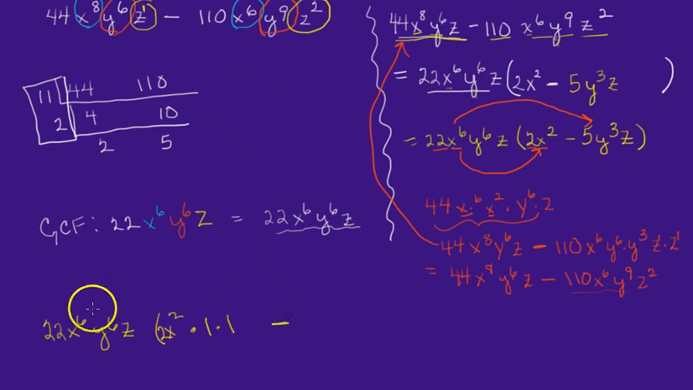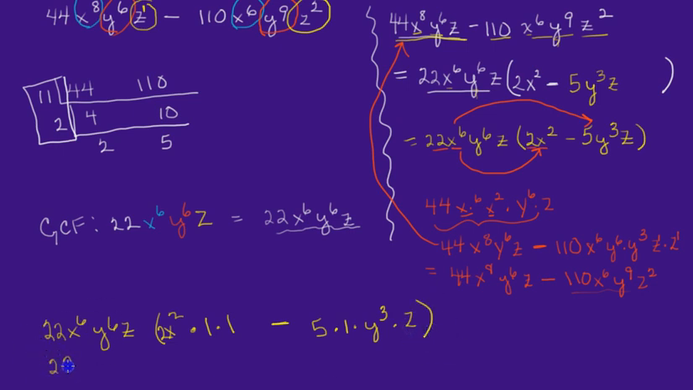Minus, and let's look at this again. We've got 22. So I need 5 here to make my 110. I have x to the 6th here, x to the 6th there. So that's going to be times 1 because I don't need to multiply it in. It's already there. And then I have y to the 6th, y to the 9th. Well, I'm going to need 3 y's to make 9. And I have a z here and a z squared here. Well, I'm going to need to multiply in an extra z to make my z squared.